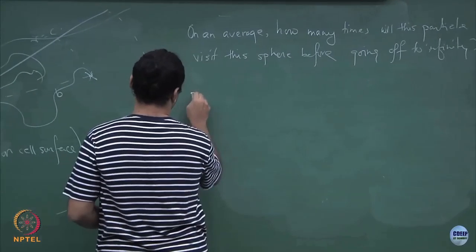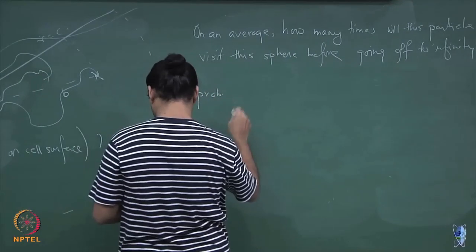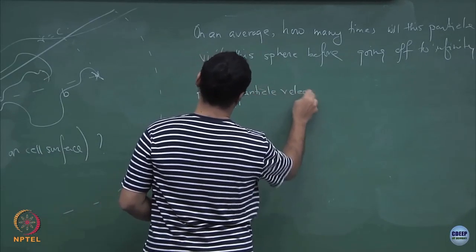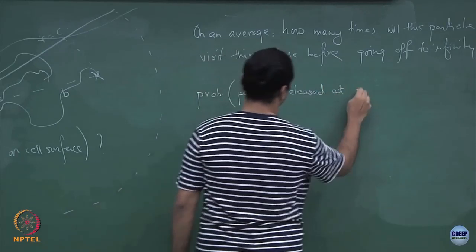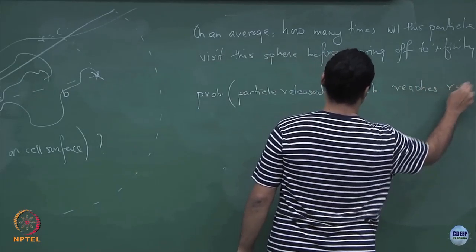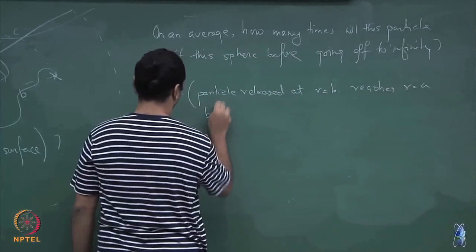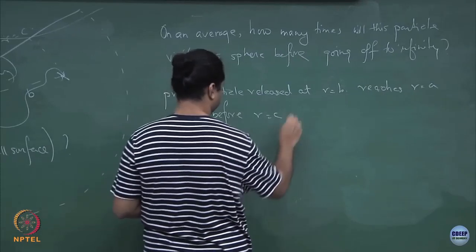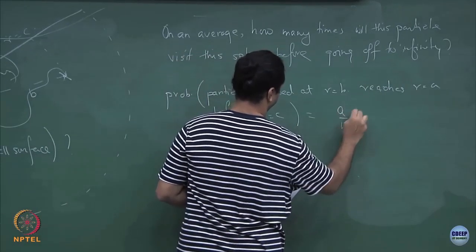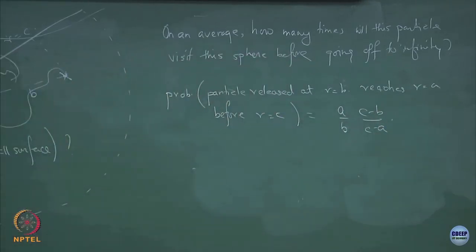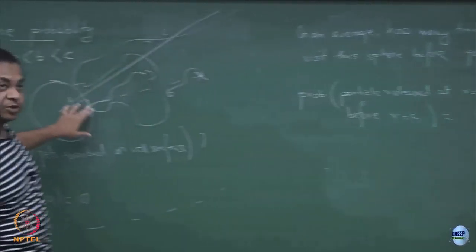I can interpret this as the probability that the particle released at r equal to b reaches r equal to a before r equal to c. And that is then (c minus b) by (c minus a). Okay. Is this clear? Until it hits this, it does not know it is an absorbing boundary condition.